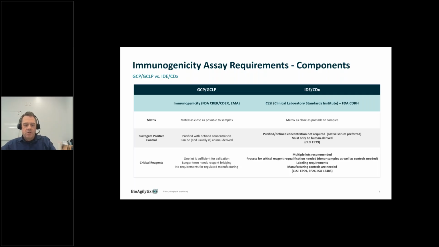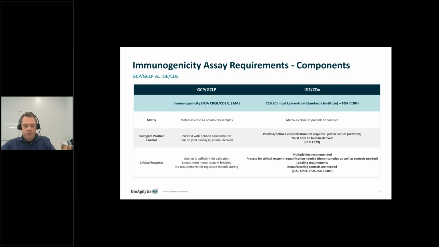A big difference exists with the surrogate positive control. For the immunogenicity guidance, an SPC with a defined concentration is needed so that a mass per volume sensitivity value can be assigned, and that usually means an animal-derived, purified monoclonal or polyclonal antibody. However, for obtaining an IDE, the CDRH has been very firm that validation parameters need to be tested using fully human samples and not with animal-derived samples. But there is no requirement that the samples have a mass per volume concentration.